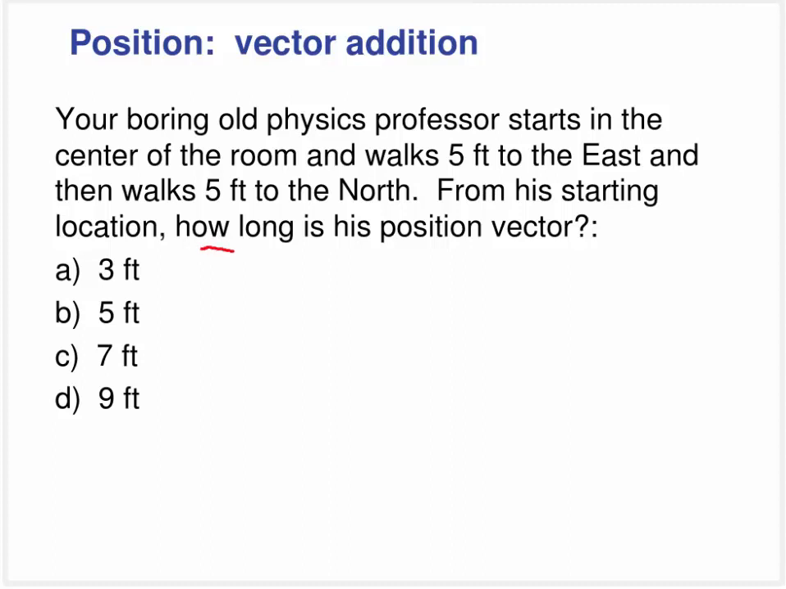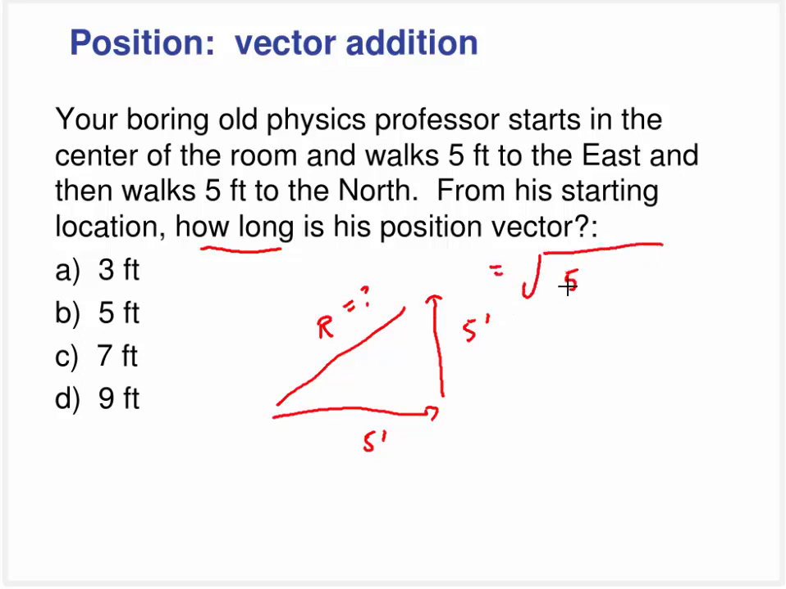Now you could ask, how long is this position vector? So let's redraw this real quick. 5 feet by 5 feet, and there's my resultant vector, and I'm looking for how long that is. That's going to be the square root of the vertical side, which is 5 squared, plus the horizontal side, which is 5 squared. Go ahead and type that into your calculator. It should be about 7.07 feet, or this one right here.